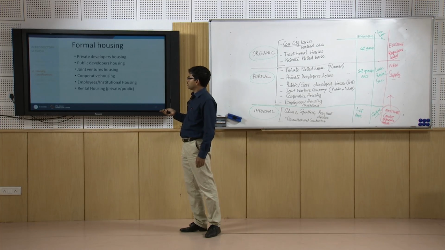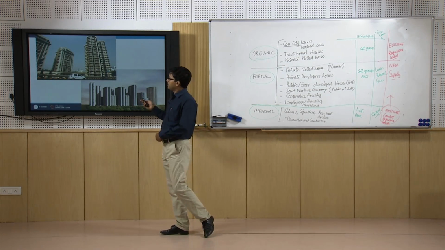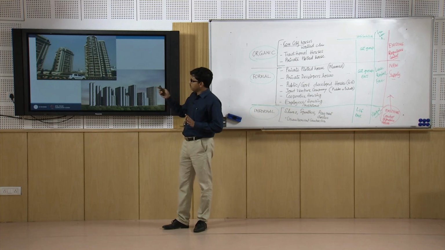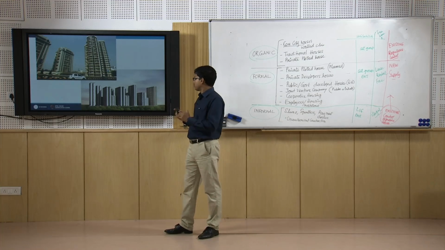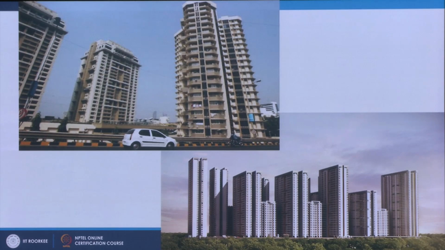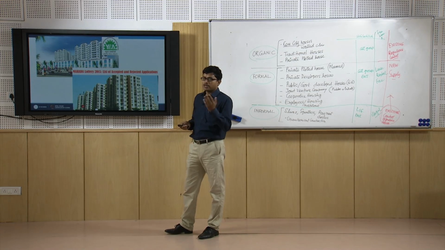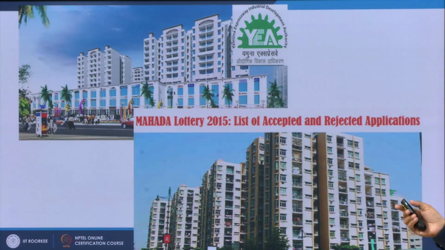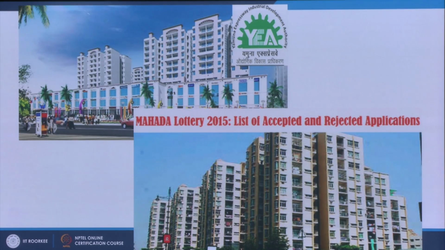Now in the formal housing category, let us take a formal house done by a private developer. A typical private developer's house can be seen like this. It is more compact and high-storied, so that more people can come there. Whereas the public developers, like any development authority or housing boards, or the housing development authority like Mahada, construct this type of house and provide for all categories of people.